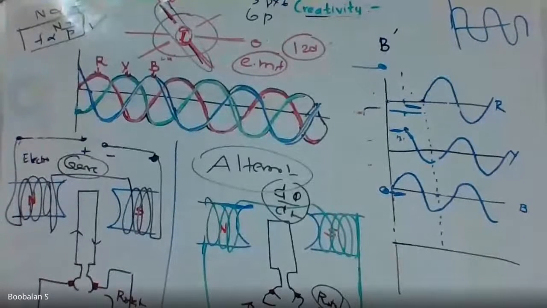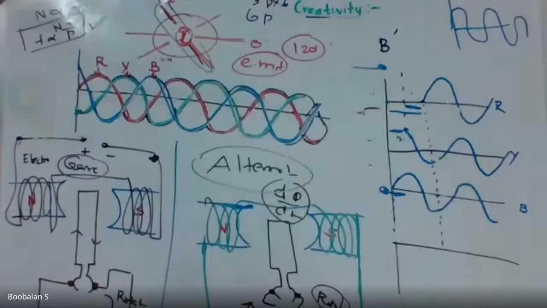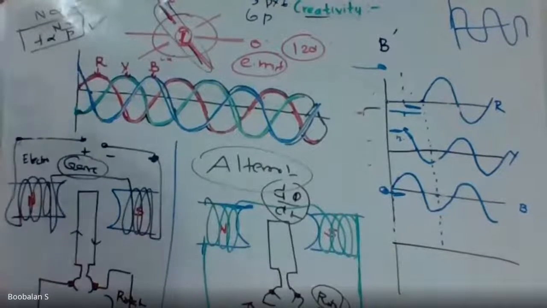So this is how the AC three-phase power supply can be generated from an alternator, with the help of three single-phase individual windings, individual pole pairs placed about 120 degrees apart from each other, right? So this is what the alternator consists of and its working principle.